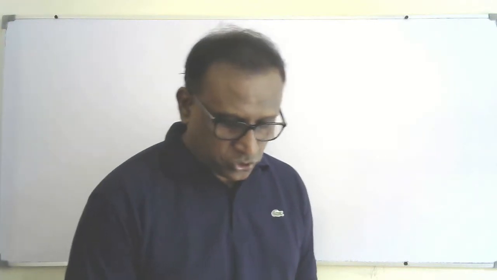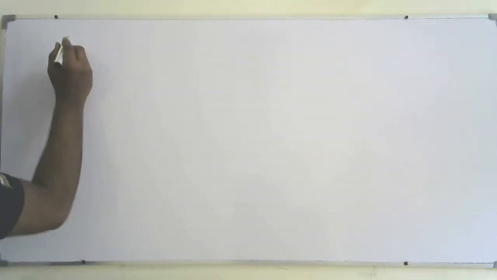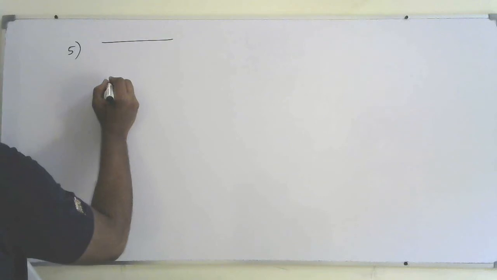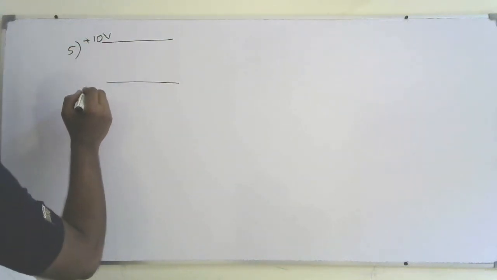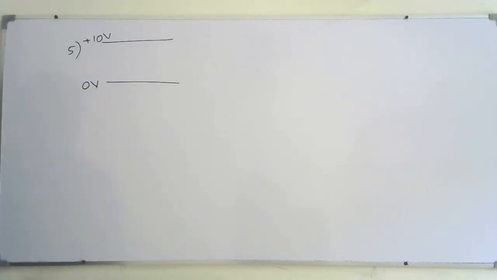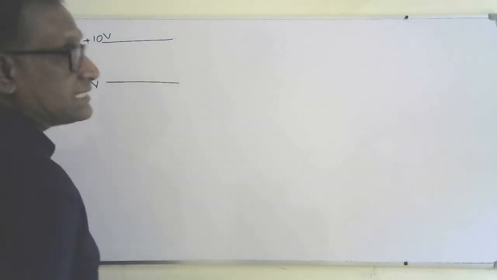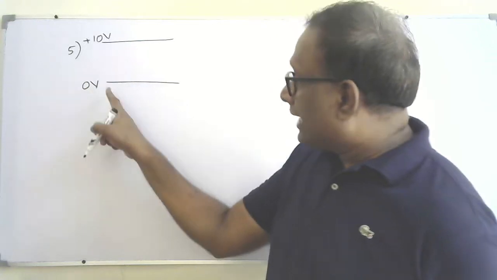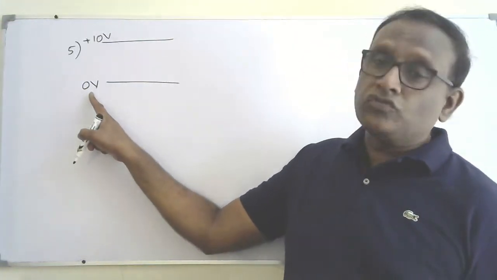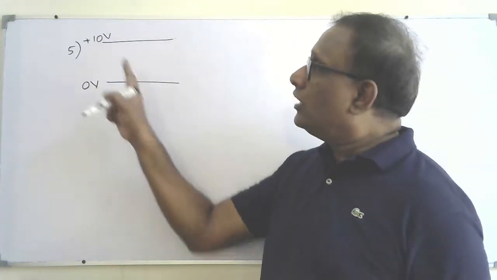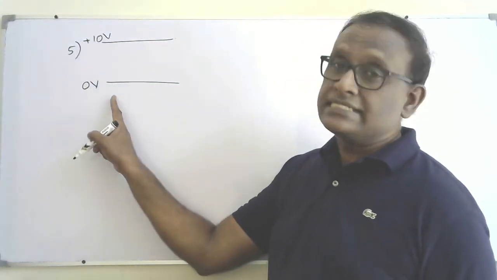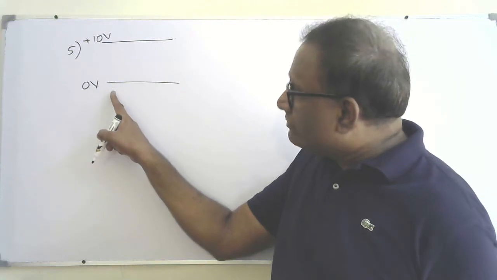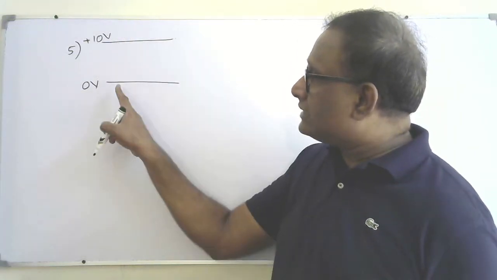Question 5, parallel plates are shown. So this is plus 10 volt, this is 0 volt. That means relative to this plate, this is negative. Negative is not marked. 0 volt means it's earth, or relative to this, the voltage is lower than 10 volt, meaning it's negative 10. Or you can say relative to this it is positive, which means relative to this it is negative.